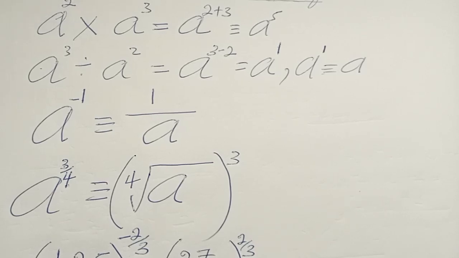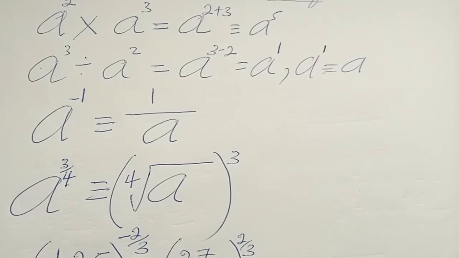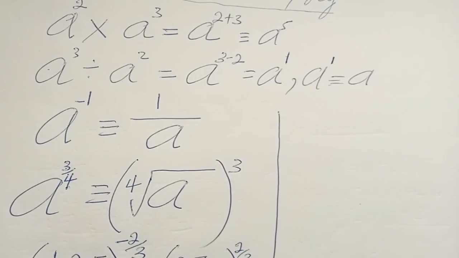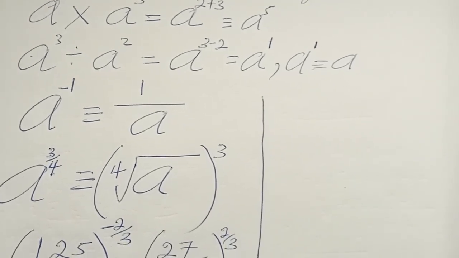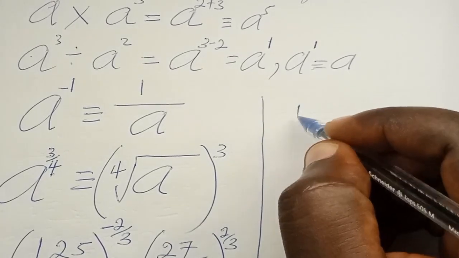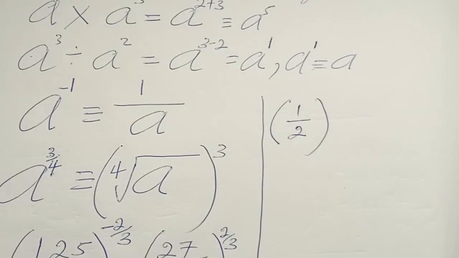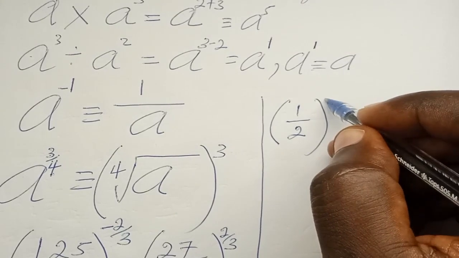Now let's see how we can use these rules in some given expressions to come out with some results as answers. Assuming this expression where we are being asked to simplify, let's just assume that we have this expression. Let's assume half to the power, let's take -2.